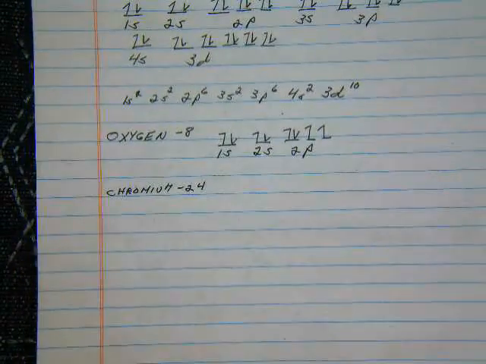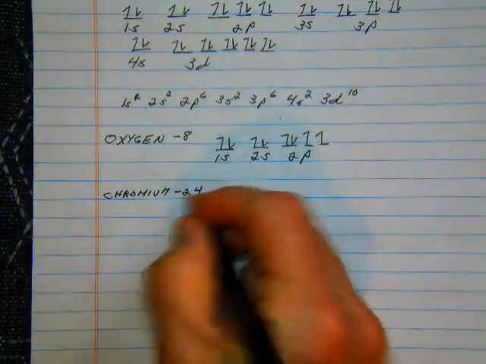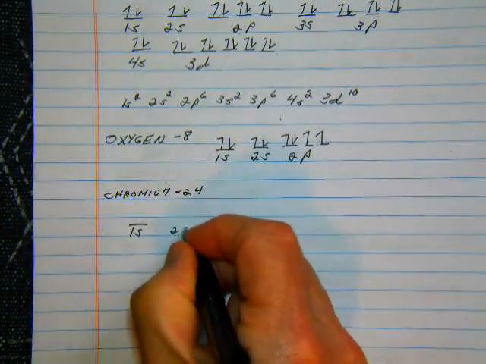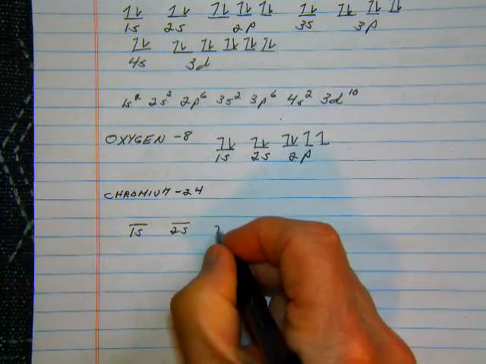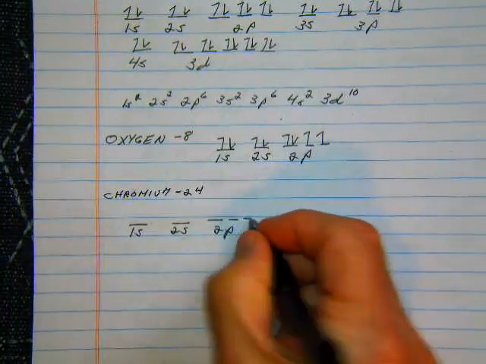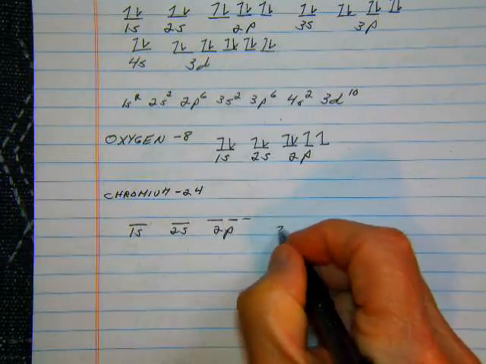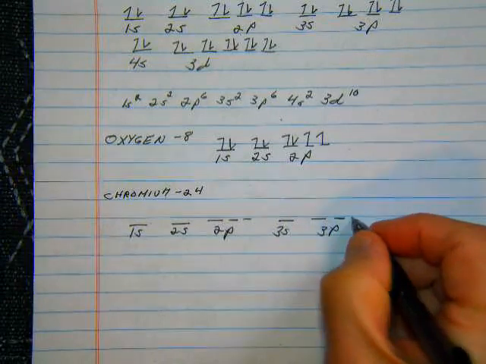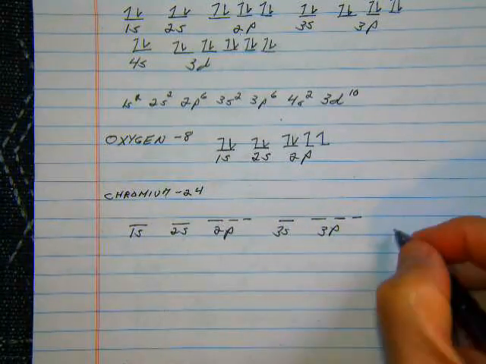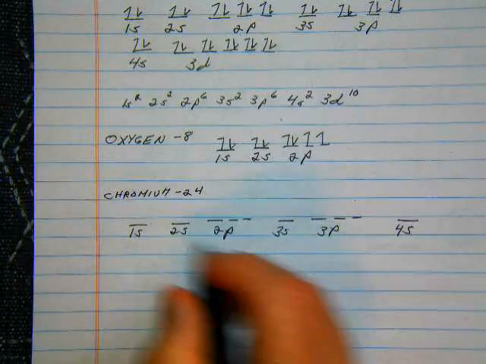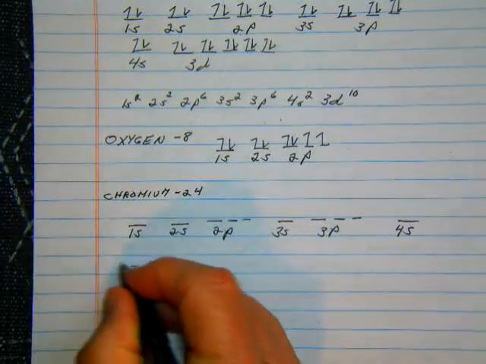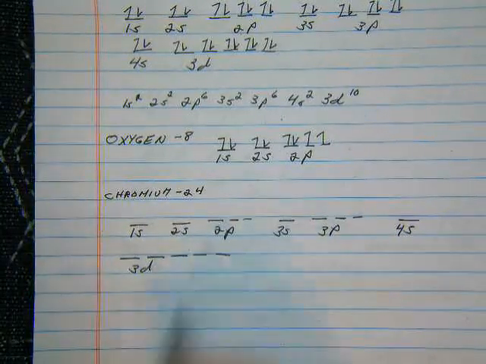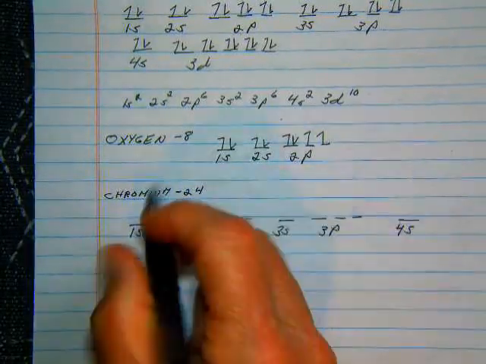Let's take a look at chromium. Chromium has 24 electrons. So I'm going to write this out again. 1s, 2s, 2p. Then we have 3s, 3p, 4s. I don't know exactly where this is going to take me, but we'll find out. And then there's 5 there for 10 electrons. Okay, so we got 24 electrons.